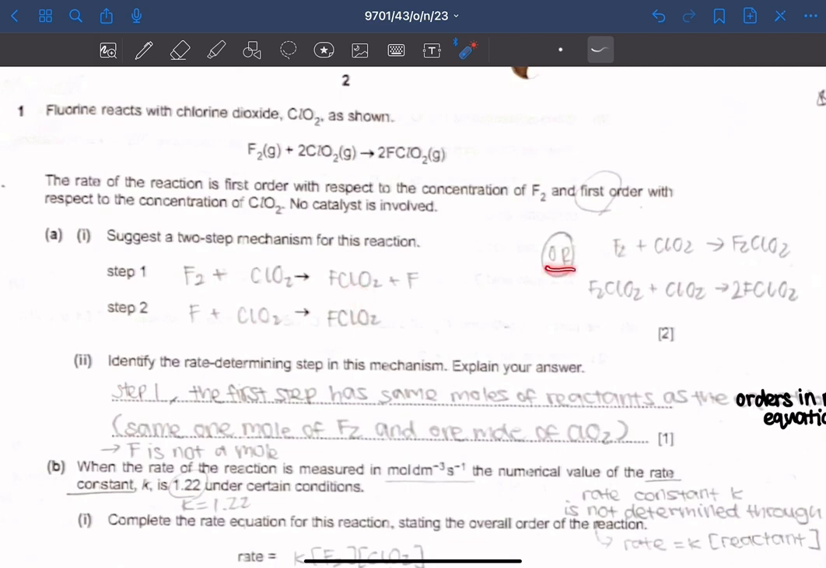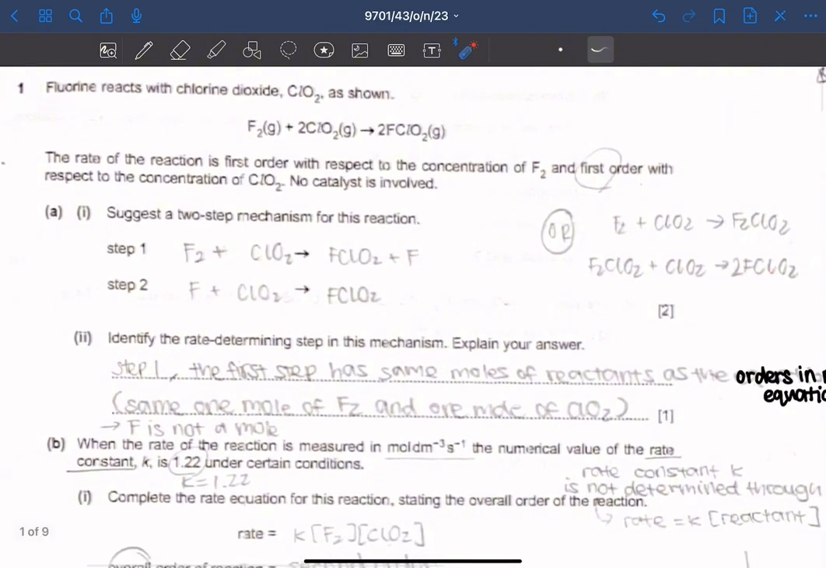Or another way to answer this question would be F2 plus ClO2 forms F2ClO2, which cancels out with the reactant side of step 2, F2ClO2 plus ClO2 forms 2FClO2. And then later, balance the equation by placing a 2 because there's 2 fluorine. 1 Cl, 1 Cl, 2 Cl.